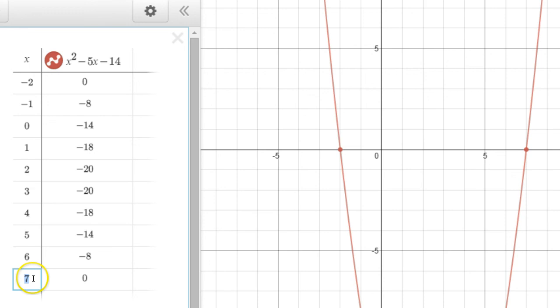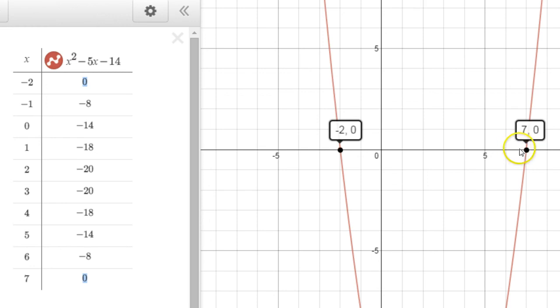Now you might have to put in decimals sometimes, like 100ths of the decimal, to actually get this. But wherever y is 0, that x is your answer when you're looking at a table of values. So that means that -2 and 7 are answers for this, which match our x-intercepts, which makes sense. It's kind of cool how that works.